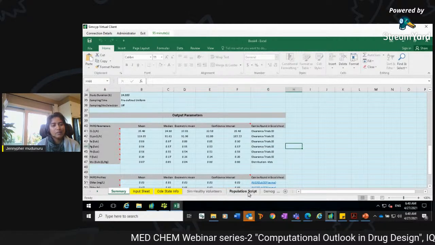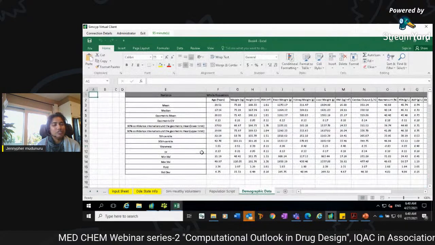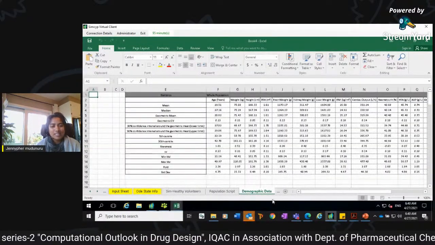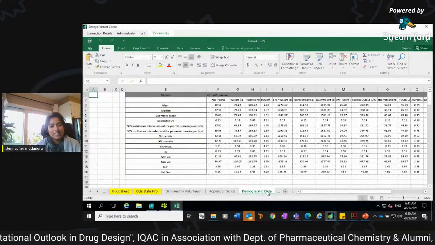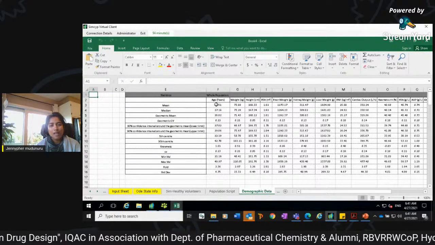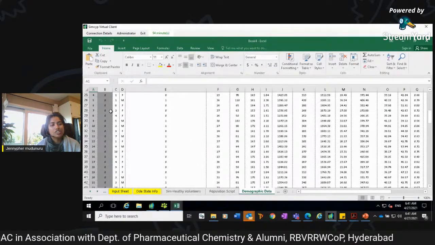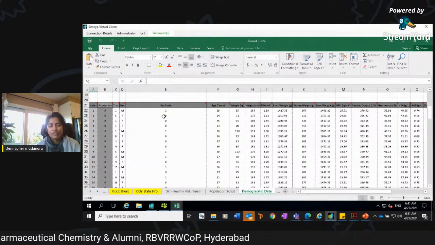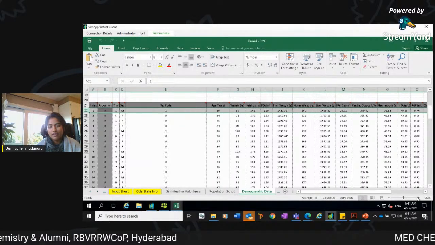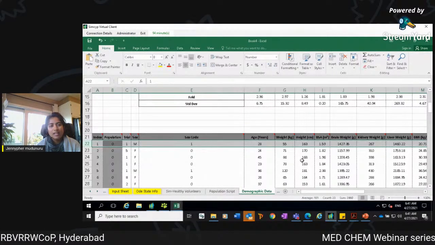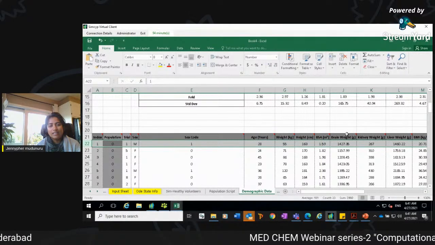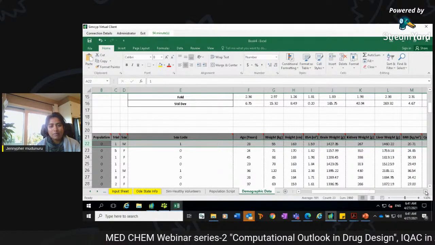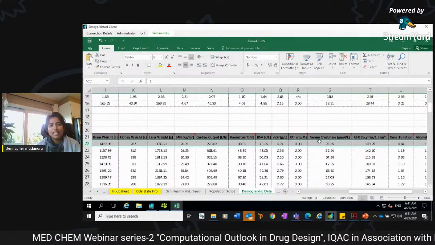It's quite a bit complicated, but not if you start understanding what goes into it. As you can see, the demographic data is telling you how many individuals. You asked for 100 individuals, right? So you have 100 individuals here. For each individual, it gives you the physiologic parameters for those individuals that they created.